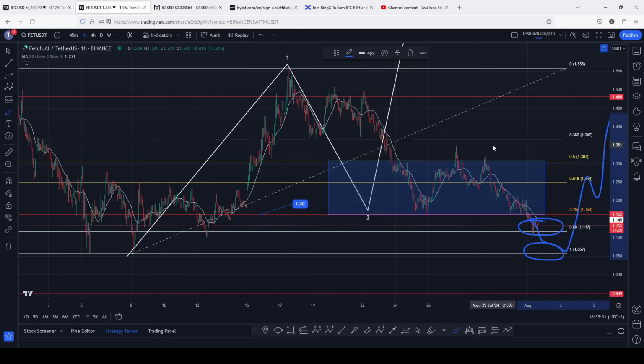If that happens, then I will have to restructure this white Elliott structure that I have here on the chart. So that is the price action that I'm watching here on the Fetch AI chart on the short term and also on the long term.